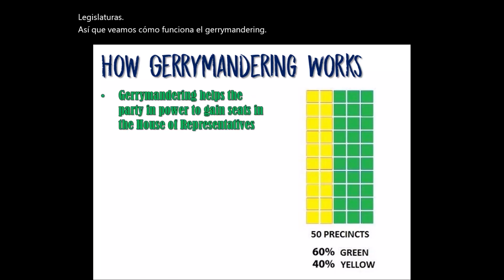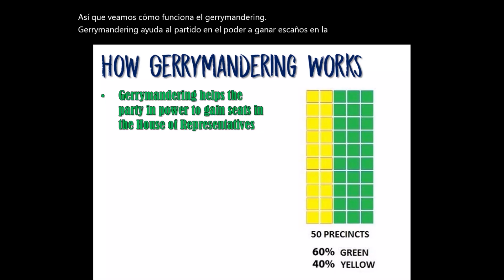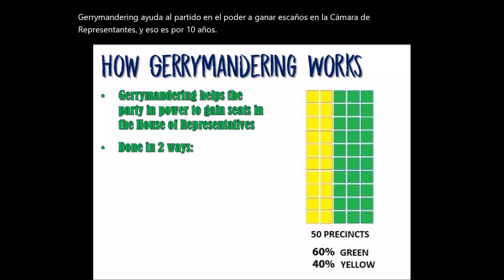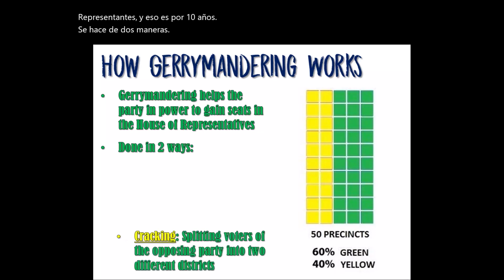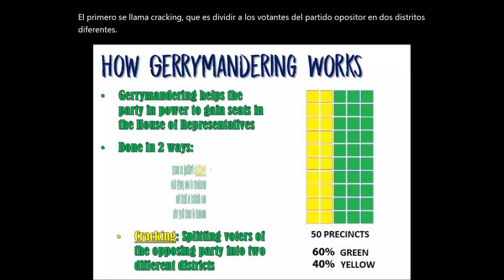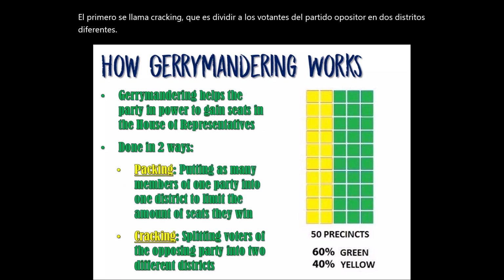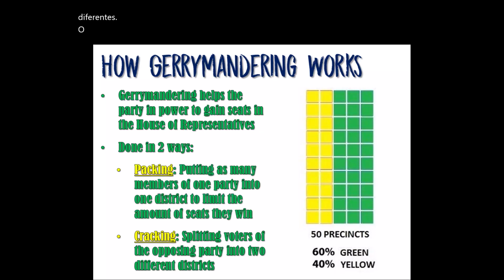So let's look at how gerrymandering works. Gerrymandering helps the party in power gain seats in the House of Representatives, and that's for 10 years. It's done in 2 ways. The first one is called cracking, which is splitting voters of the opposing party into 2 different districts. Or packing, putting as many members of one party into one district to limit the amount of seats they can win.